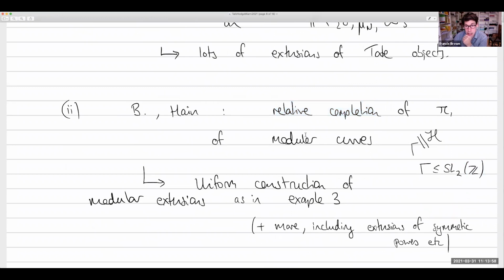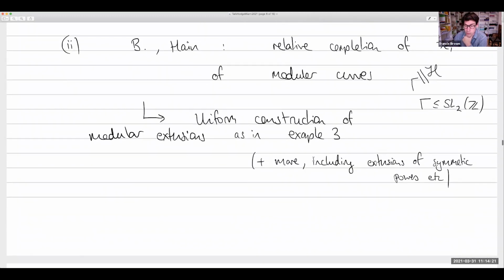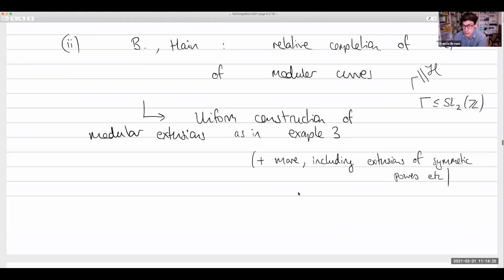And this construction, which is very much in its infancy, in fact gives uniform constructions of the modular extensions I mentioned in my third example. And in fact, it gives a lot more. It gives extensions involving symmetric powers of motives, of cohomology of modular forms, and so on and so forth. And it's of a lot of arithmetic interest. Beilinson's conjectures are open in many of these cases.